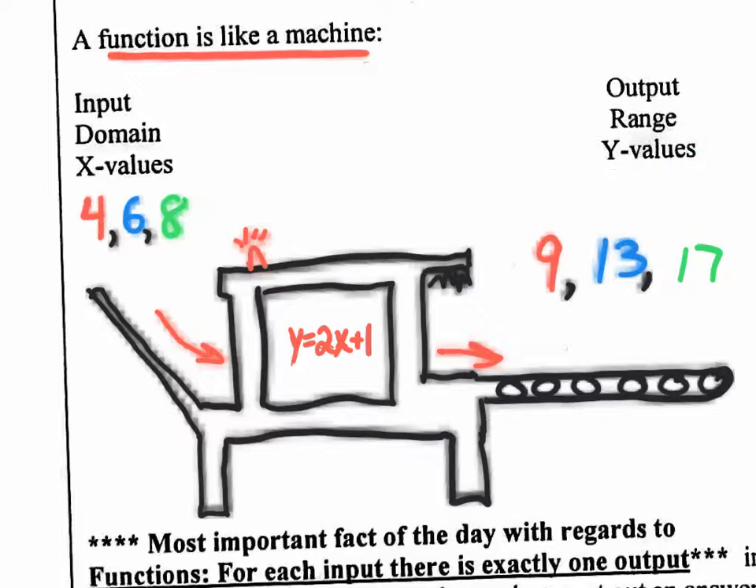Now so input's easy, you put it in. X value's easy because you put it into the x value. Output's easy because those are the numbers that come out. Y value's easy because those answers are your y values.